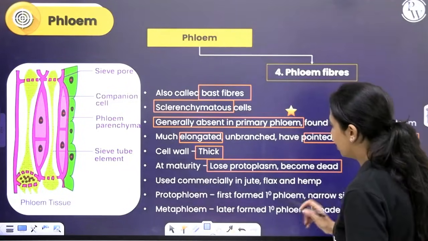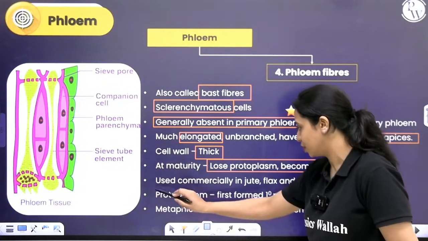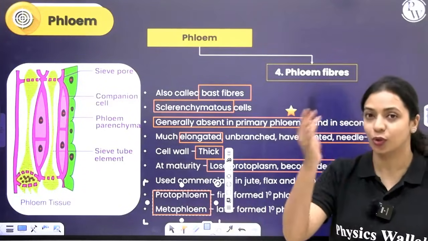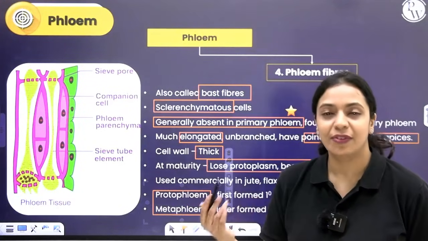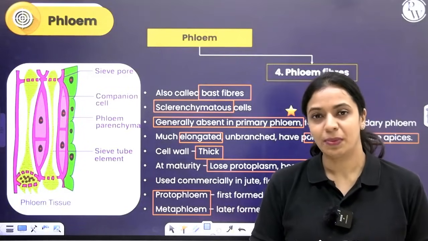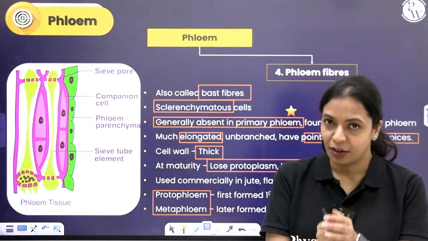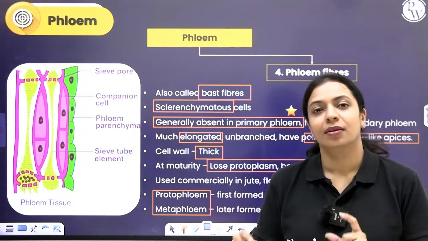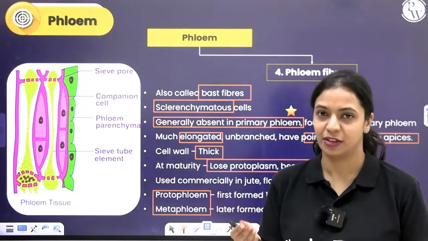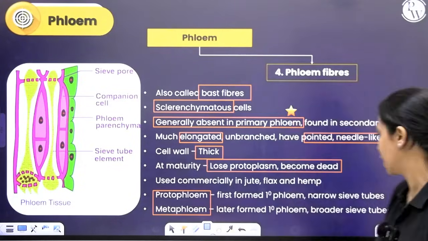Similar to how we saw protoxylem and metaxylem earlier, even in phloem you have protophloem and metaphloem. In protophloem, sieve tube elements will be smaller in diameter. They are first formed. In metaphloem, sieve tube elements will have a larger diameter. They are later formed. Very similar to protoxylem and metaxylem. Okay?